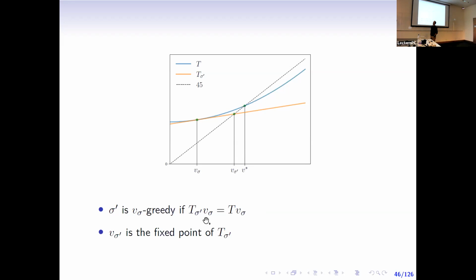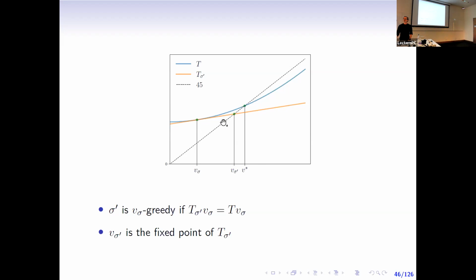So to say that sigma prime is greedy at V sigma is the same thing as saying that when you use that sigma prime at this point, it's the same as using the Bellman operator. We had that a few slides back. So T sigma prime and T are equal. I'm going to take this sigma prime, and then I'm going to solve out for its lifetime value.